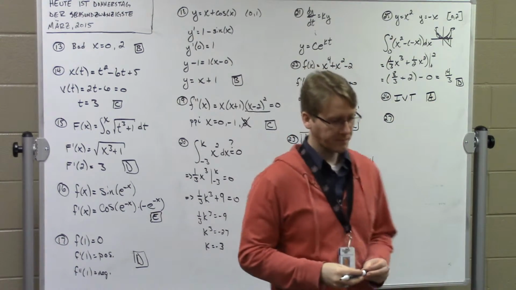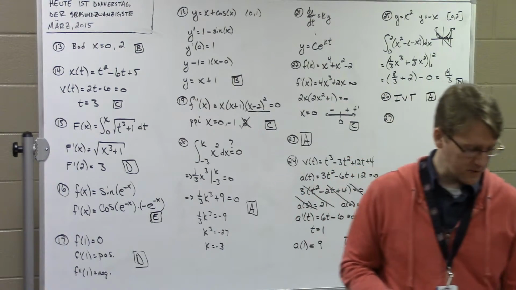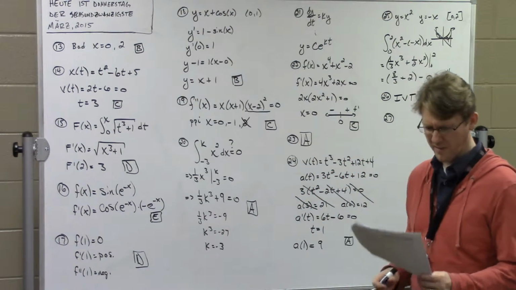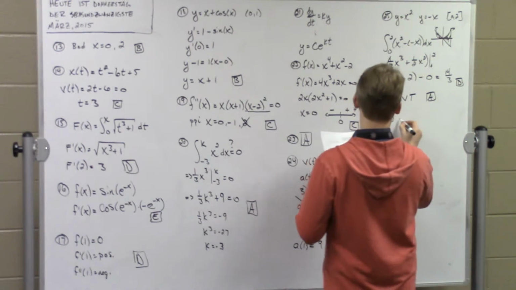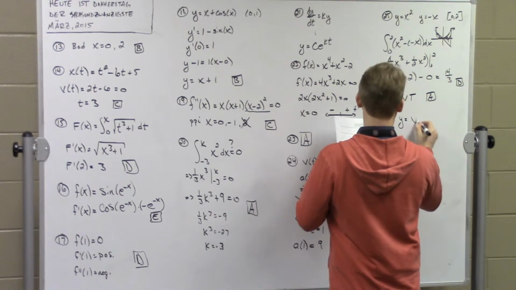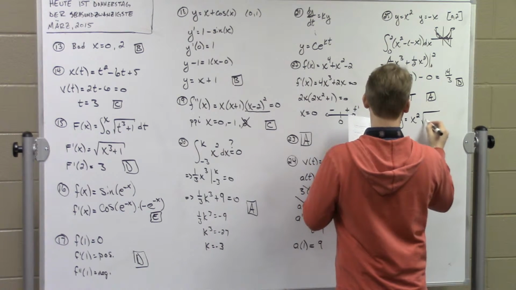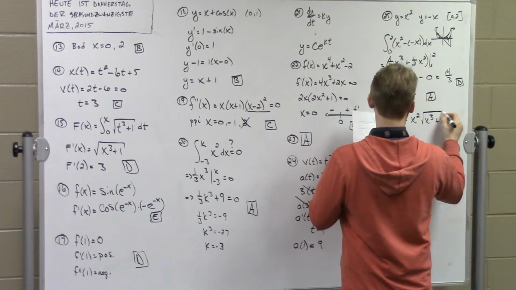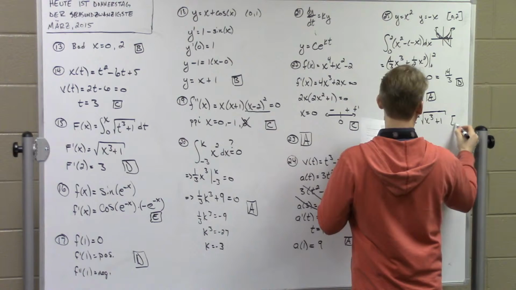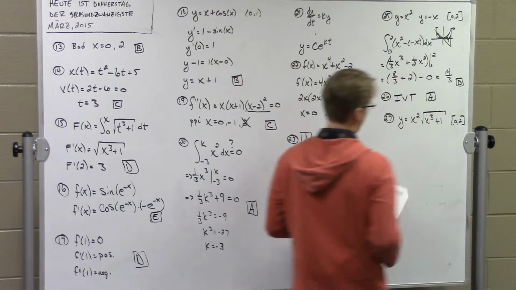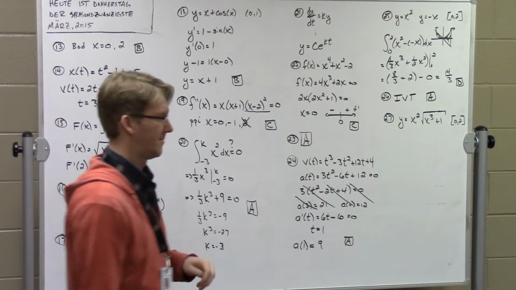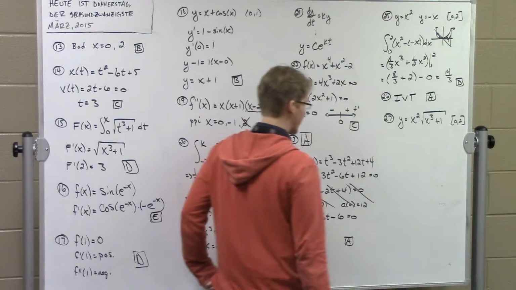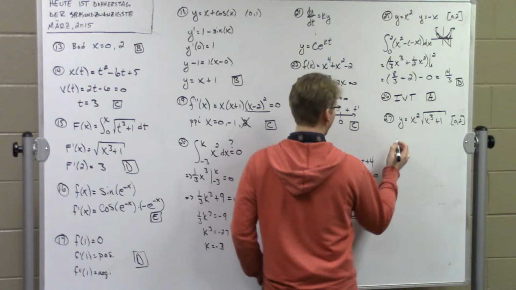27. What is the average value of y equals x squared times the square root of x cubed plus 1 on the interval from 0 to 2? Oh, gosh golly, how do I do average value? I can't remember. I'm sure I can, but.